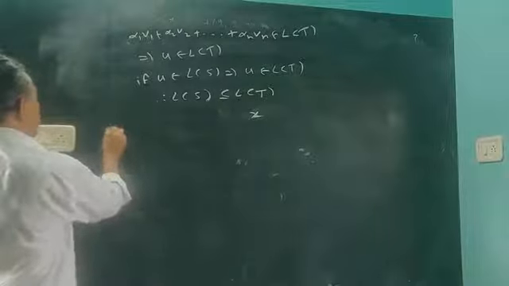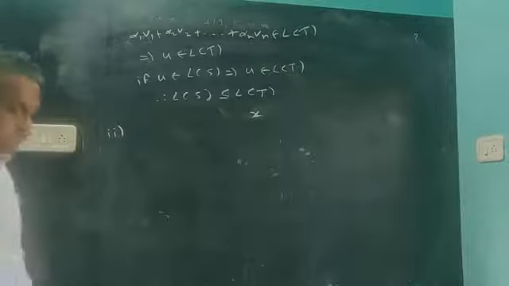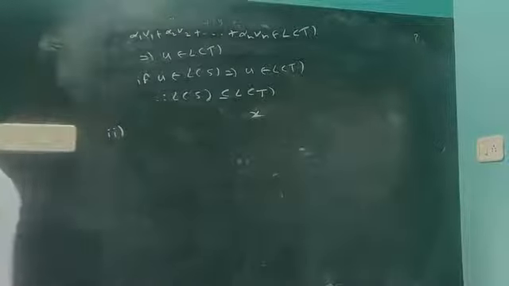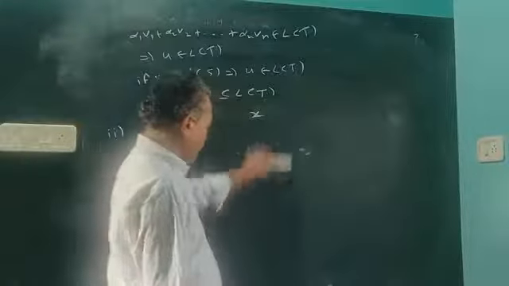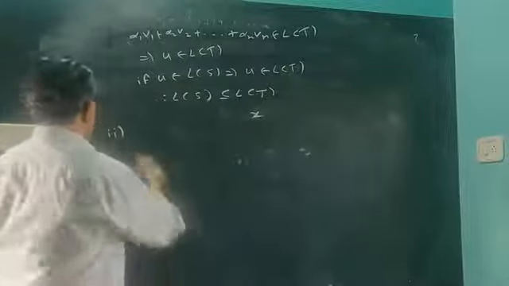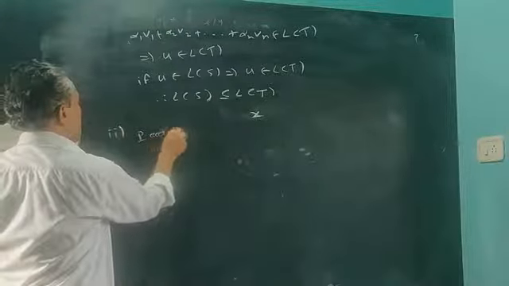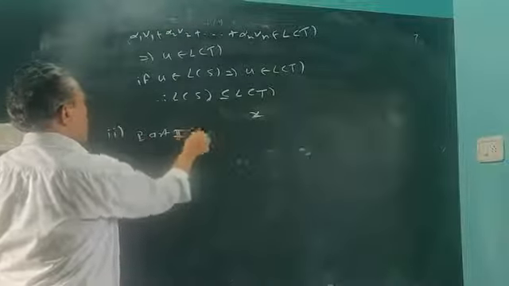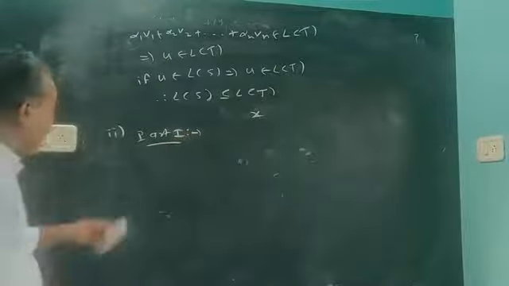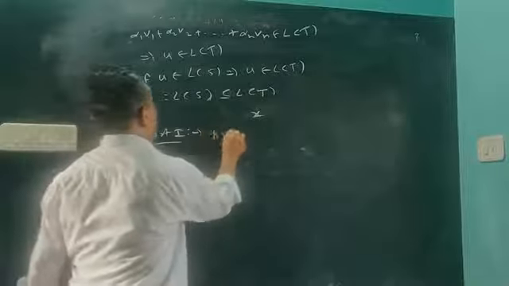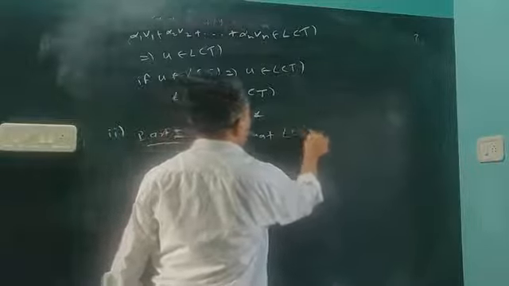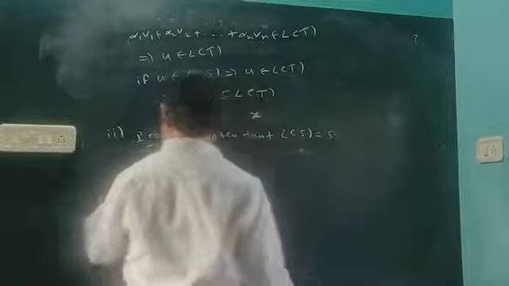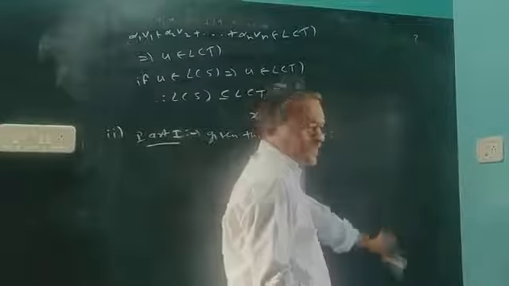Second point, proof. Two parts, if and only if. So first part and second part. So first part, given that L of S equals S.